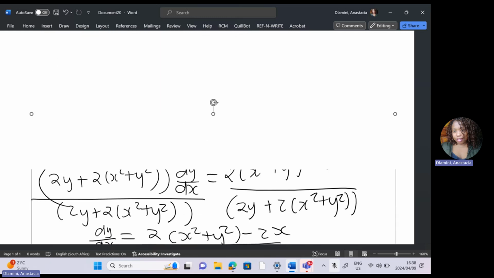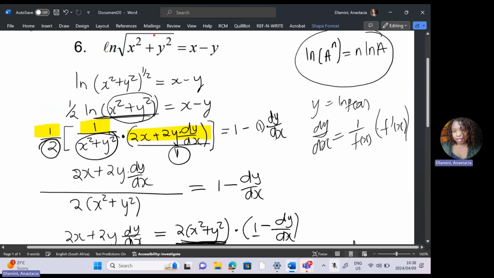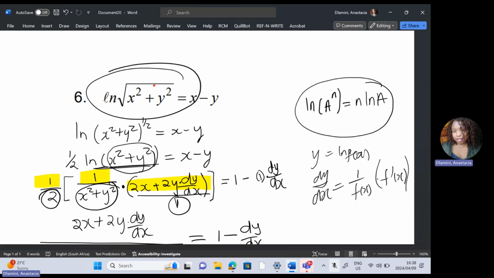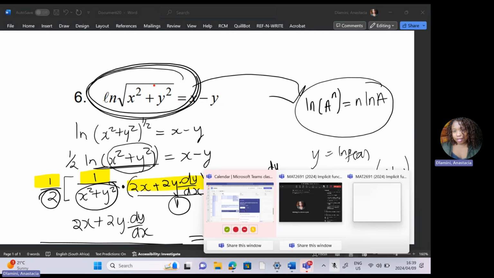So whether you knew how to change this term over here, the natural log, right? Or you didn't know how to use this law basically, still you could have been able to differentiate. So those are the two ways that you can differentiate this problem using implicit differentiation. Thank you very much.